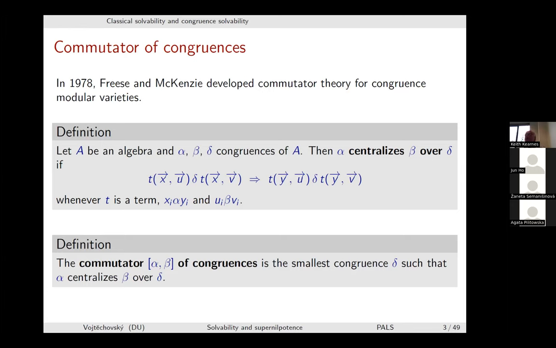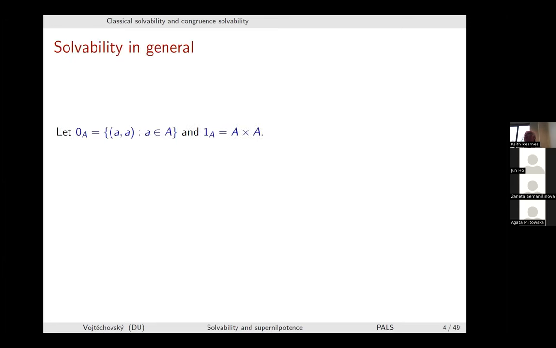So it's not even clear from the definition that the commutator is, for example, symmetric with respect to alpha and beta, right? But it happens to be the case. So a little bit more, I would just like to quickly get to the notion of congruent solvability.